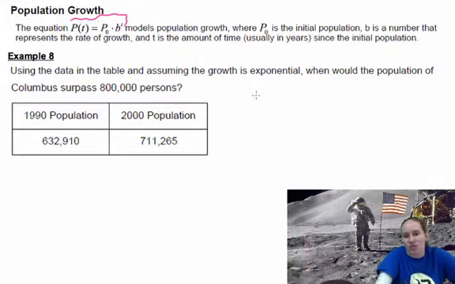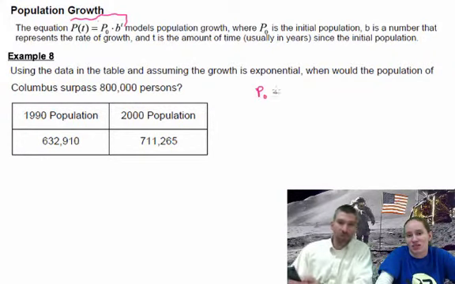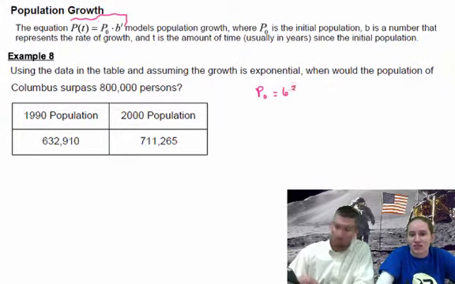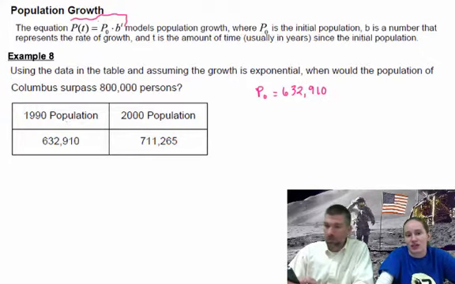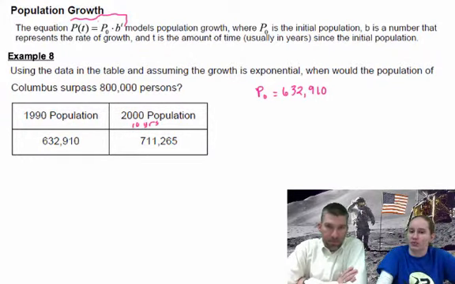Okay, so what we need to do is actually figure out at what rate we're growing first, right? So we have an initial population, which is 632,910, because that's the first year they give us. And so we're saying that 10 years later, it is 711,265. This is something we know.